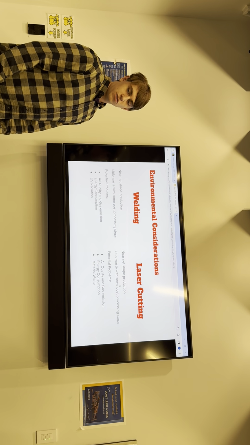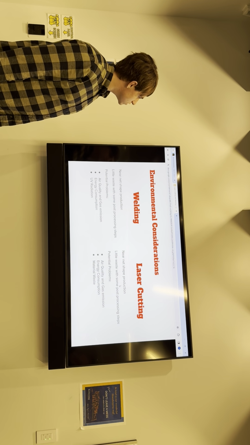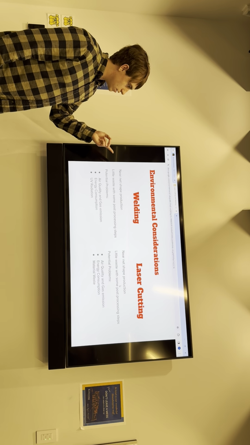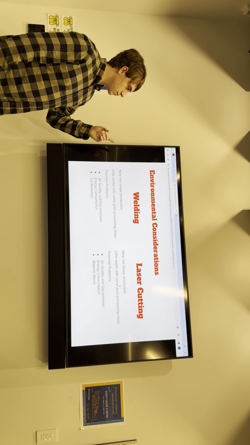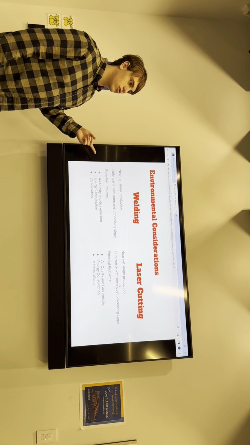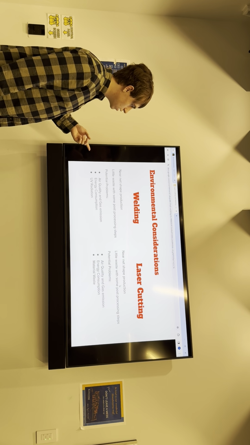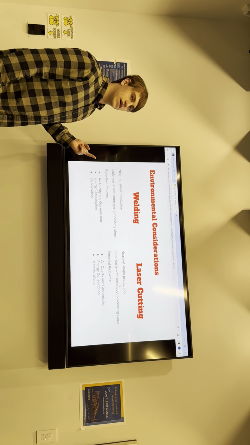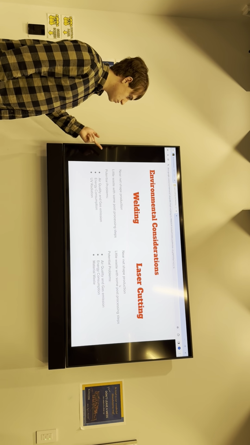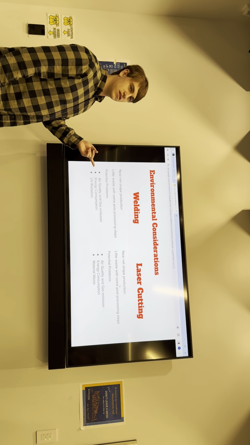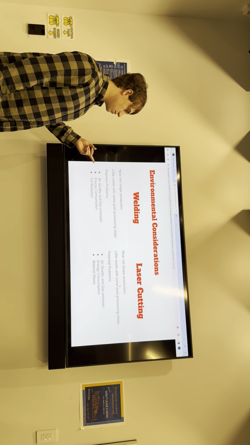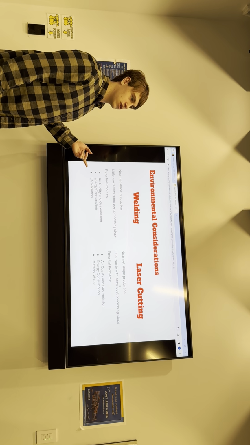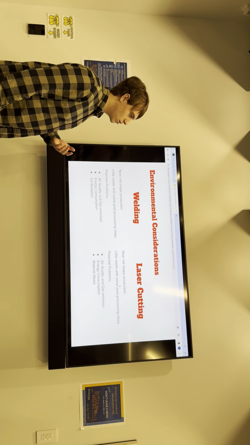So a few environmental considerations for each of these. Welding is near net shape production, meaning there is very little waste, which is a positive thing, but there are a few post-processing steps sometimes. Some potential problems are air quality and gas emissions, energy consumption, and UV radiation, which can cause health issues for the person doing the welding.